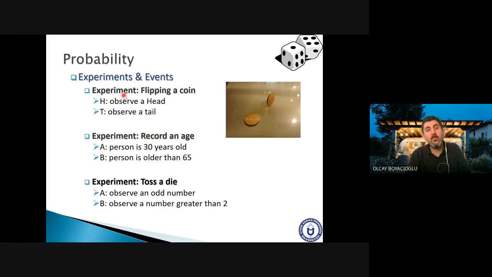So now let's look at some of the examples. One of the experiments is easy, like flipping a coin. Here is a coin. Okay. What are the possible outcomes if we flip a coin? One of them is H, capital H. That means observing a head. Değil mi? Tura gelmesi. Or the other event is tail. That means observing a tail. Okay. And there is also this condition as well, right? However, generally we neglect this.